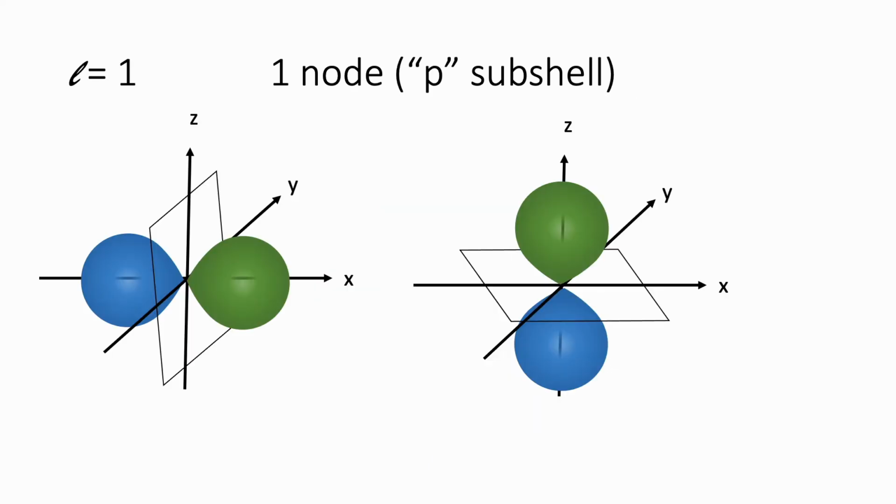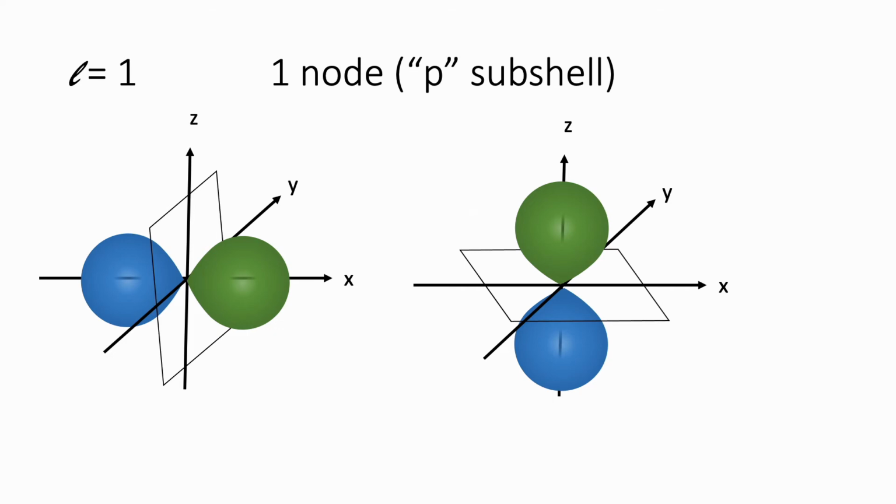The subshell with L equals 1 we call the P subshell. I want you to look at these 2 different examples of P subshells, and you'll notice that if you look at the X, Y, and Z axes, which all intersect at the nucleus, you can see that there's a part of the subshell that's on one side of the nucleus, and a part on the other side of the nucleus, and basically there's a plane that divides these 2 parts.